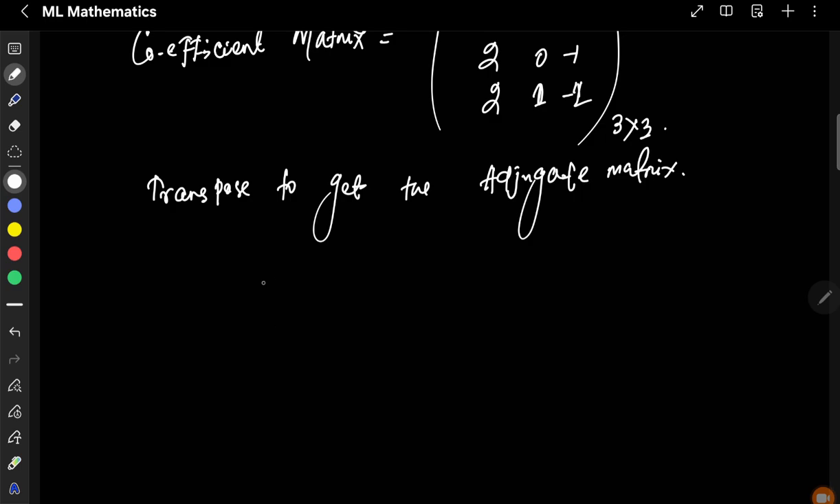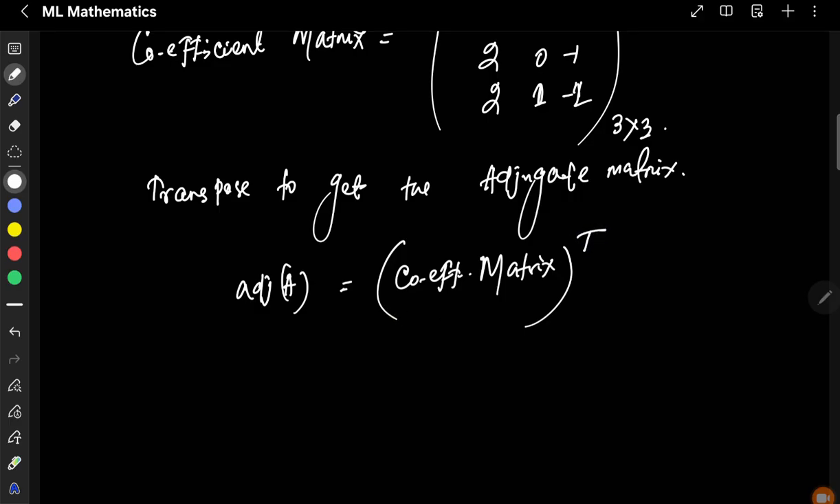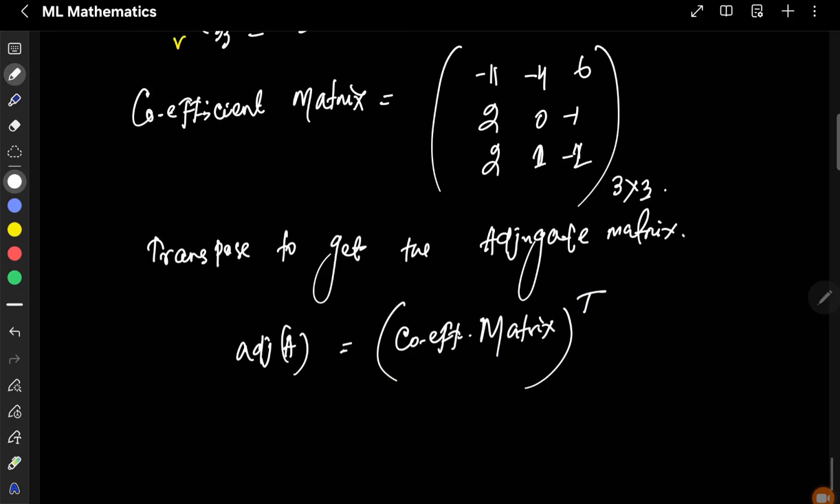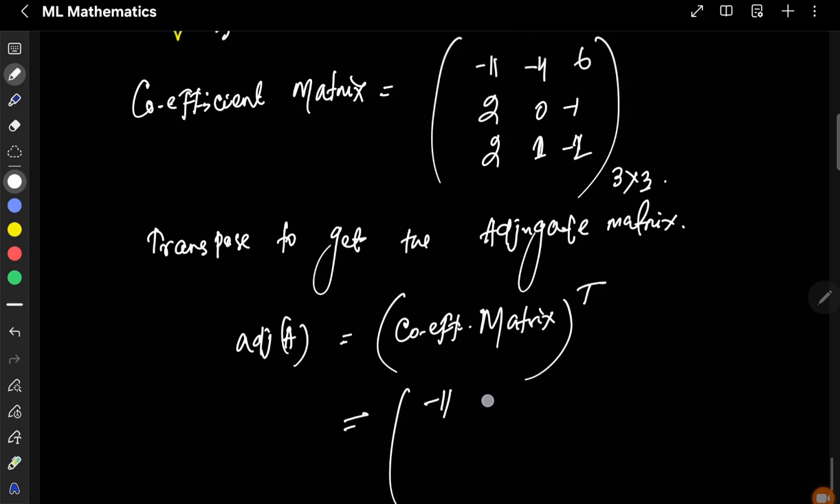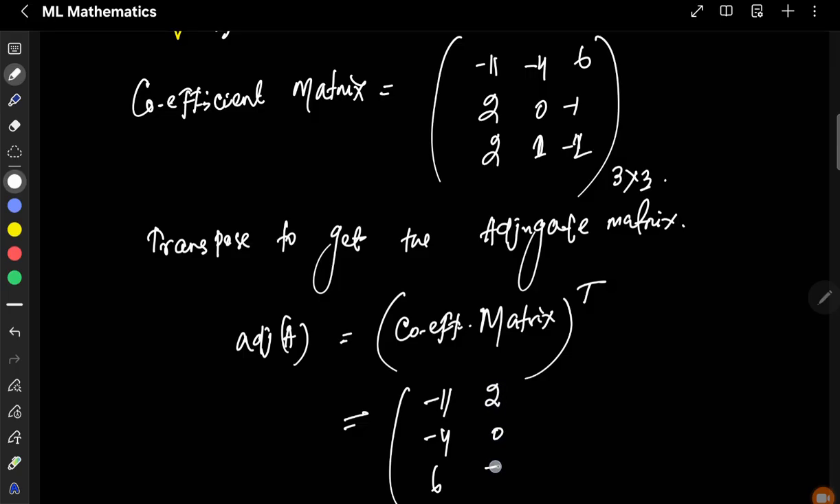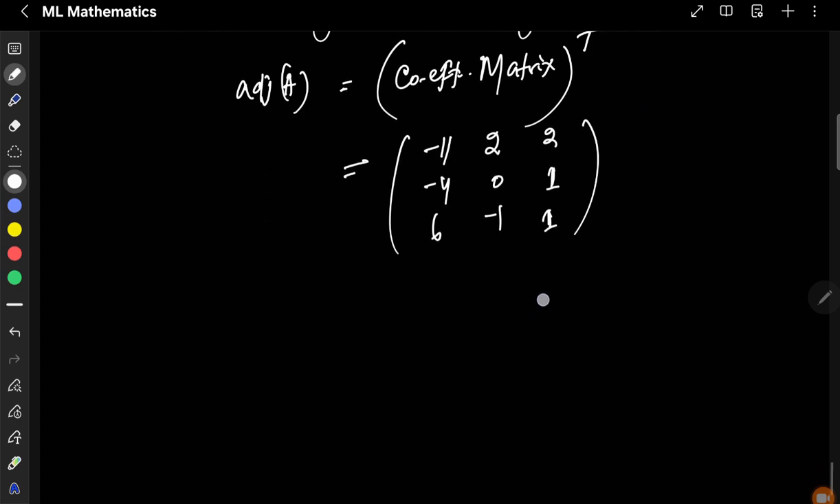The adjoint of A is nothing but the transpose of the coefficient matrix. And we know what transpose means: your columns become rows and rows become columns. That's why it becomes minus 1 1, minus 4 6 2, 0 minus 1 2 1 1. This is your adjoint matrix.